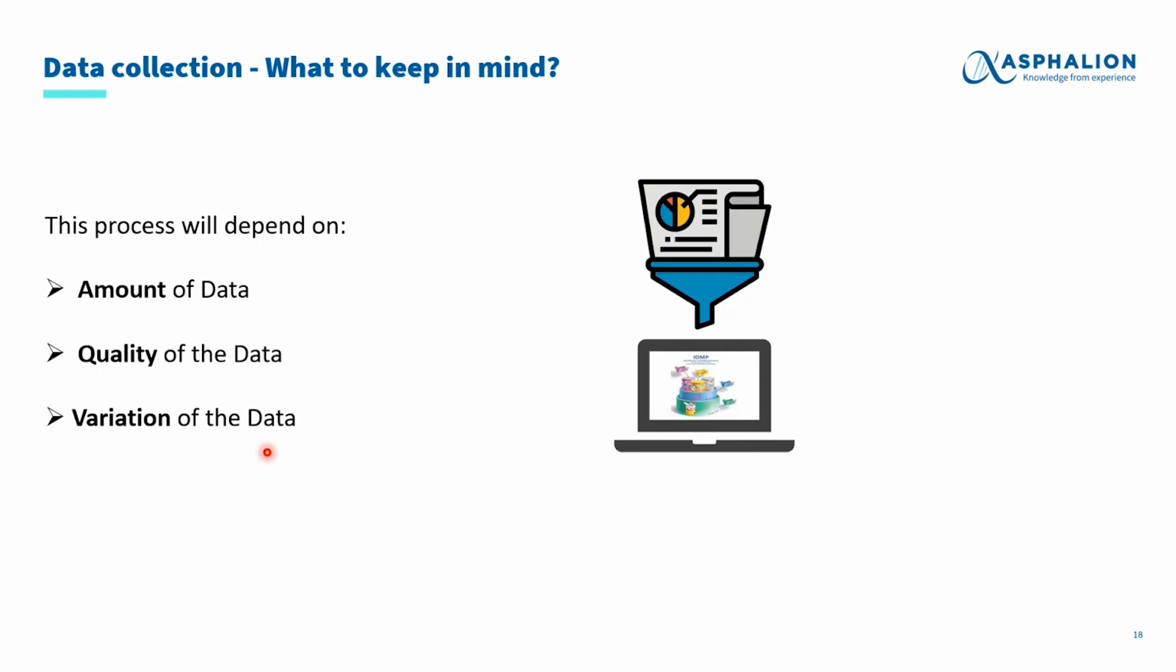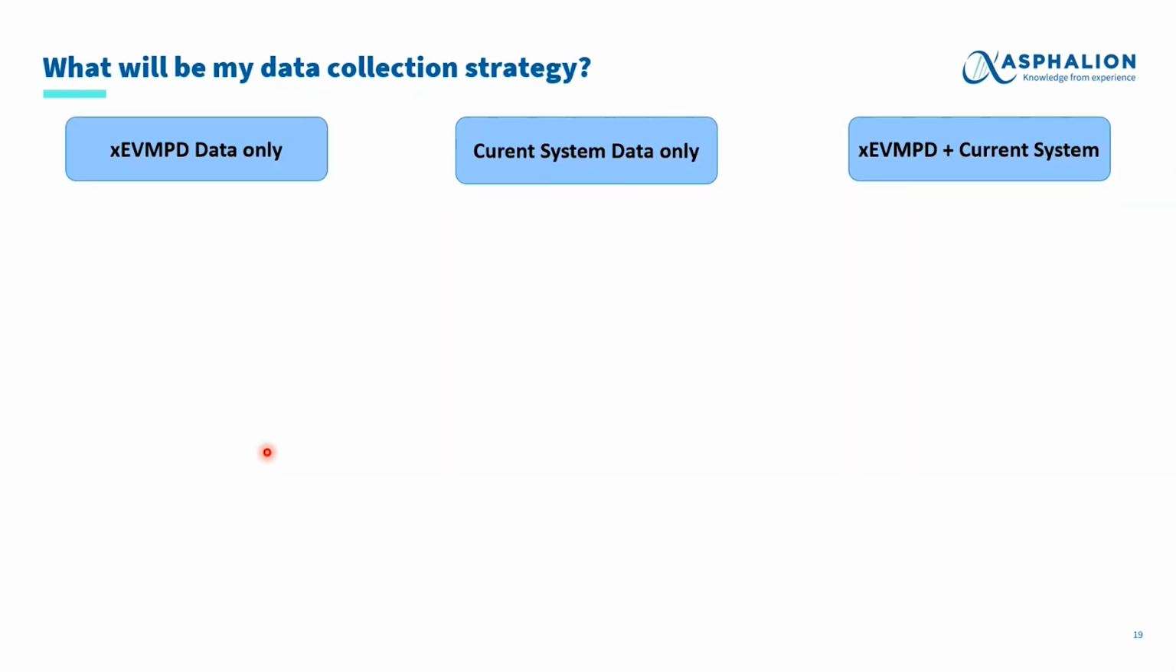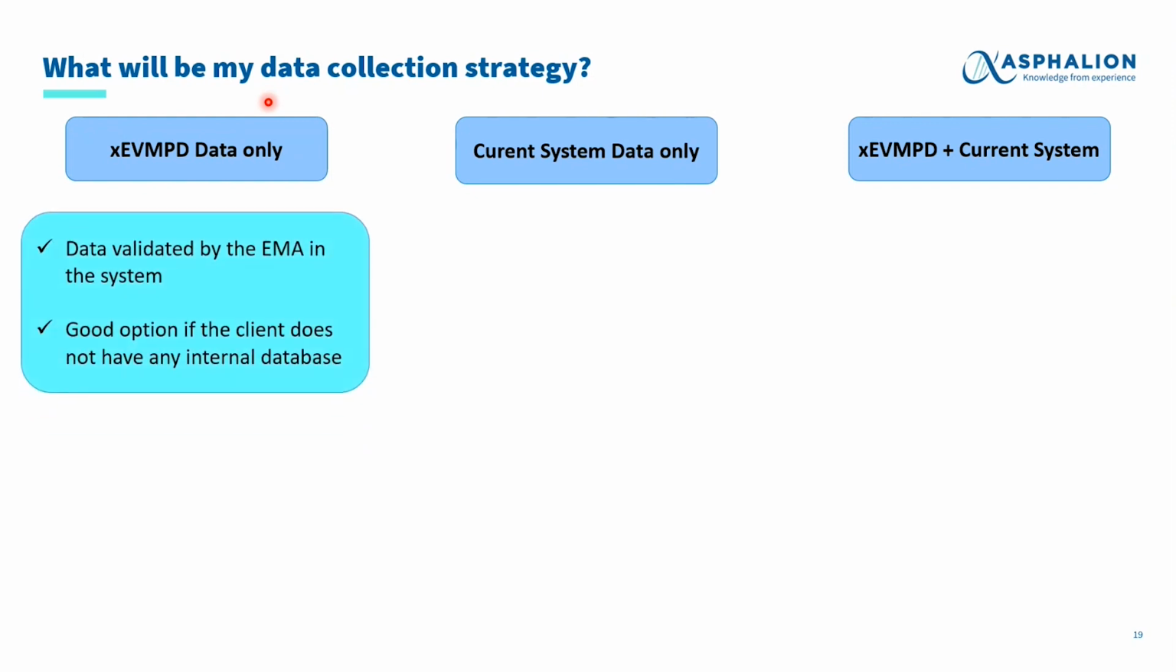So, having this in mind, let me show you a few data collection strategies that could be useful for you. Where do I get the data that I will feed into my ISO IDMP compliance system? First of all, I will start with this one. What if I get the data only from XCVMPD? That's great because data that you import from XCVMPD is already validated by the EMA. So you will make sure that your data is correct and valid by the health authority.